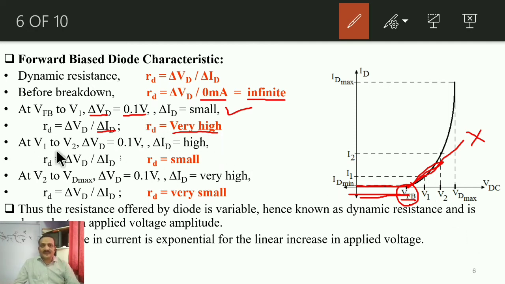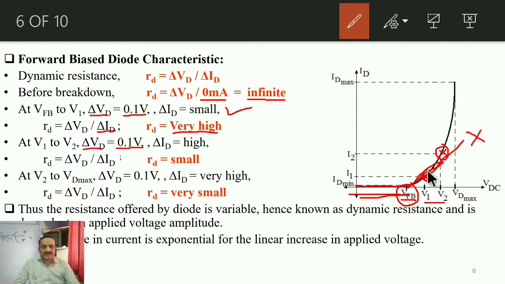Okay. Now the next pair, that is between V1 and V2. Again, I will change the forward bias voltage applied across the diode from 0.8 to 0.9 only. That means the change in voltage, the step size, I maintain as constant, that is 0.1. Over here you can observe the change in ID, from this point to over here. It will be somewhat more as compared to the previous case. The change in ID will be from I1 to I2.